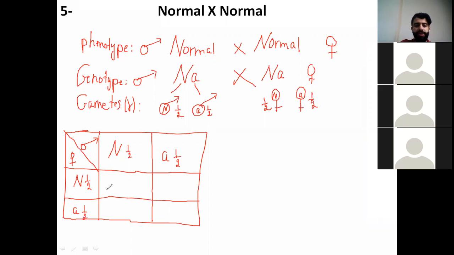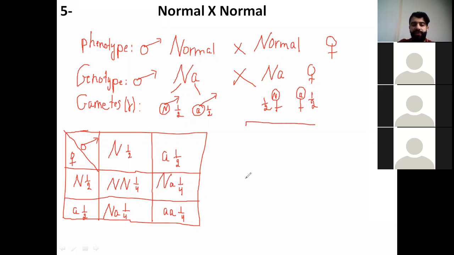So NN is 1 over 4. And NA is 1 over 4 too. How did I get 1 over 4? It's 1 over 2 times 1 over 2. Math, fractions. Then AN also is 1 over 4. And the last one, AA, is 1 over 4.